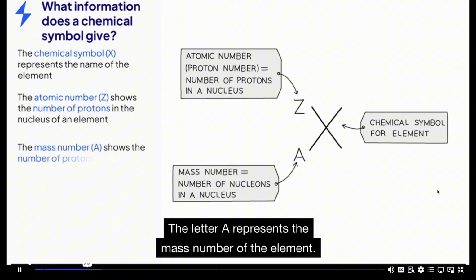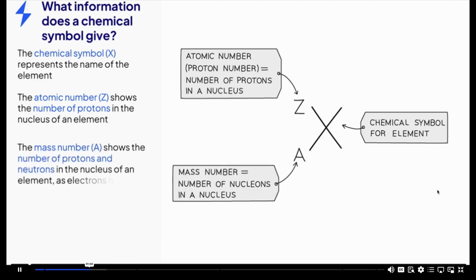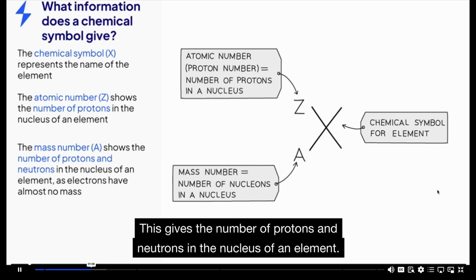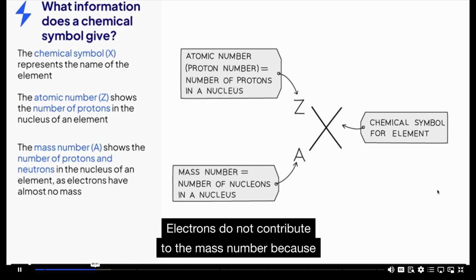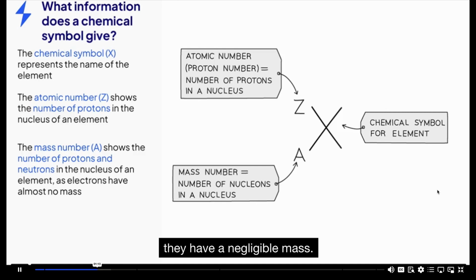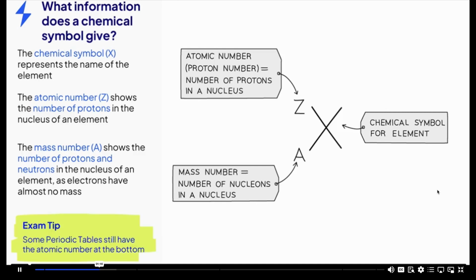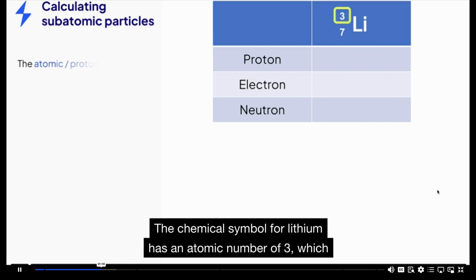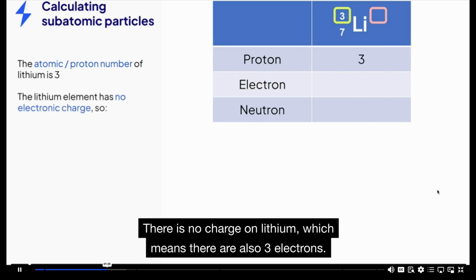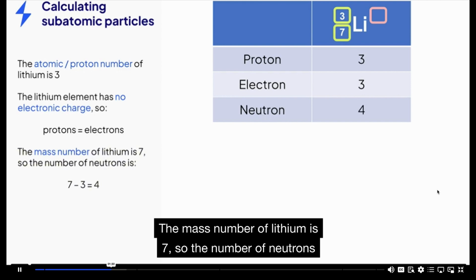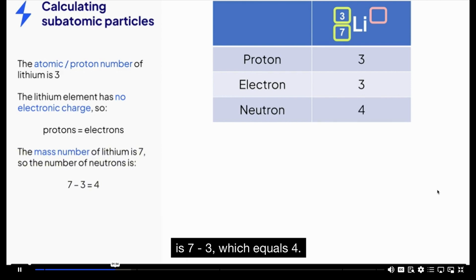The letter A represents the mass number of the element. This gives the number of protons and neutrons in the nucleus of an element. Electrons do not contribute to the mass number because they have a negligible mass. The chemical symbol for lithium has an atomic number of 3, which means that there are 3 protons. There is no charge on lithium, which means there are also 3 electrons. The mass number of lithium is 7, so the number of neutrons is 7 minus 3, which equals 4.